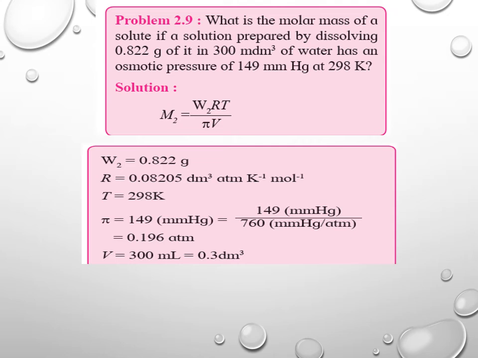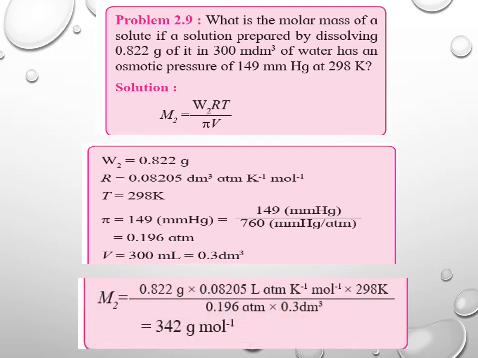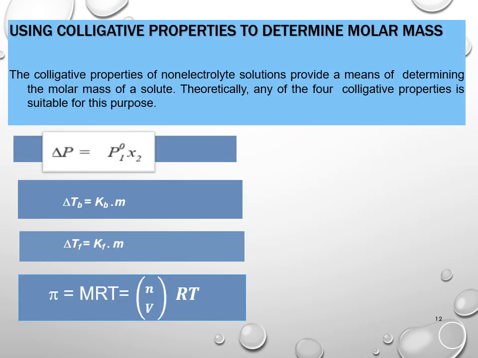Now why is this conversion required? If you see here, the gas constant is given in atm, so you should know from here itself that you have to do the conversion. Similarly, volume is given as 300 ml, which is to be converted into liters, so it comes to 0.3 liters. Now substituting all your data in the formula, you get the final answer: M2 is equal to 342 grams per mole. You can calculate this entire equation using your log table.